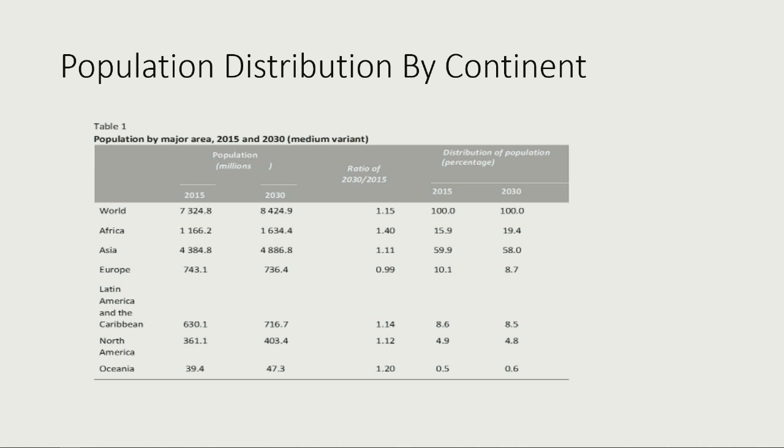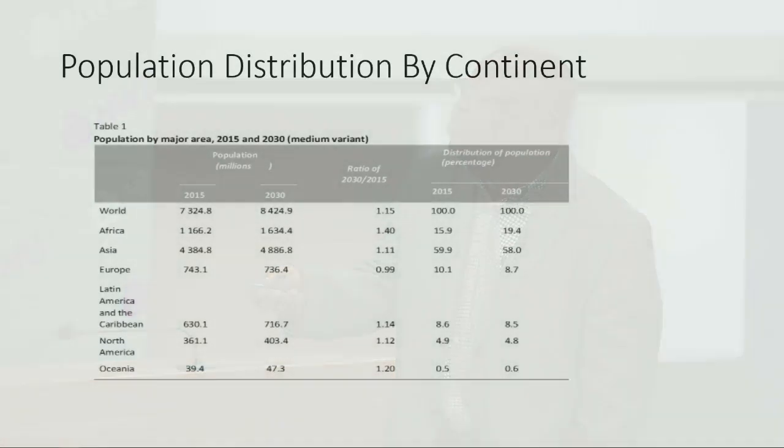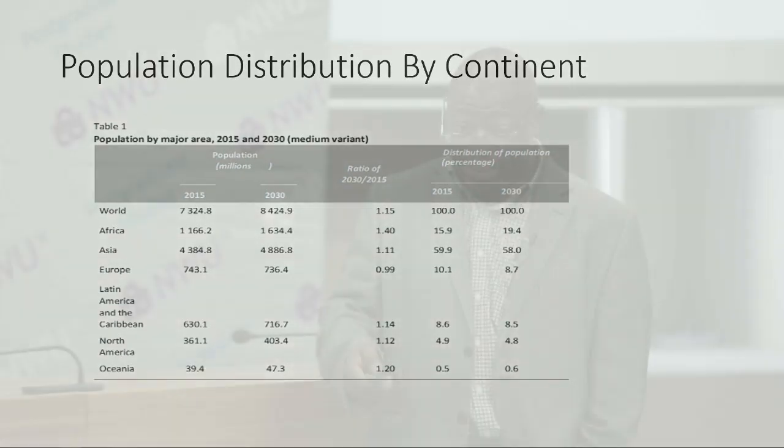Whereas when you look at Asia, it's more or less going to remain constant. It will change very little, from around 59% to 58%. Europe is basically going to decline from 10% to 9%. Caribbean is more or less going to remain the same from 8.6 to 8.5. North America is going to, again, remain the same, 4.9% to something like 4.8. And Oceania is going to increase just slightly from point zero to point six by the end of the projection period.